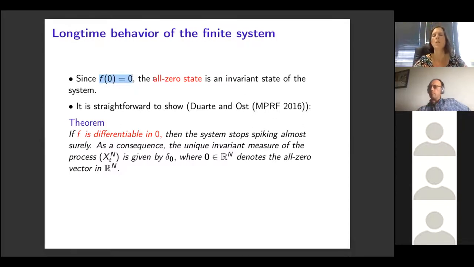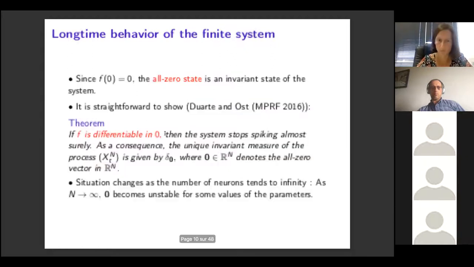And actually this has been shown first in a paper by Aline Duarte and Guilherme Ost. So if the spiking rate function is only differentiable in zero, that's the only thing you need to know, plus this Lipschitz continuity, then we know that almost surely the system will stop spiking after a finite time, which means that after the last spike of the total system, it will just relax back to equilibrium, which is zero here, okay? And the proof of that is actually very easy, but I skip it.